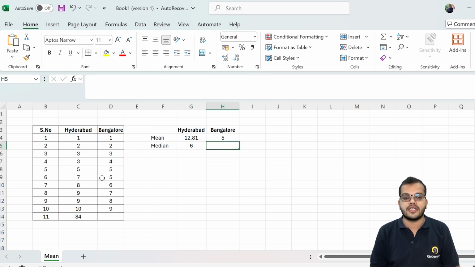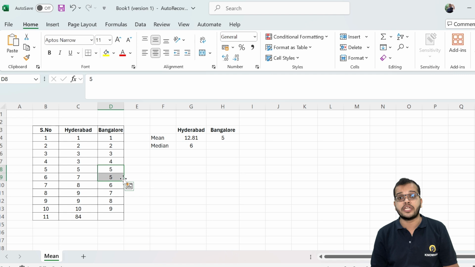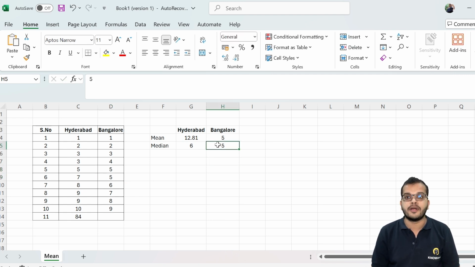And for Bangalore, if we consider the median, if you carefully observe here, we have serial numbers 5 and 6. We have the same n plus 1, but the consideration here is that the value is repeated. So we take 5 plus 5 divided by 2, which is 10 divided by 2, which is 5. So the median for Bangalore is also 5 here. The mean for Bangalore is 5 and the median for Bangalore is also 5. Am I right?